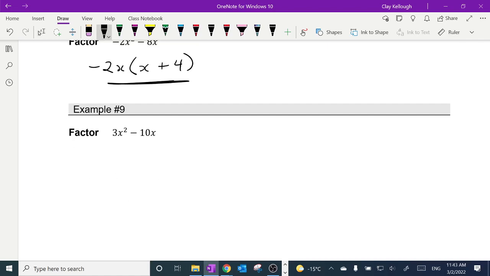Let's try this one. I can take out, well, 3 and 10 don't have any common factors, but I can take out x, leaving me 3x minus 10. Done. Factored.